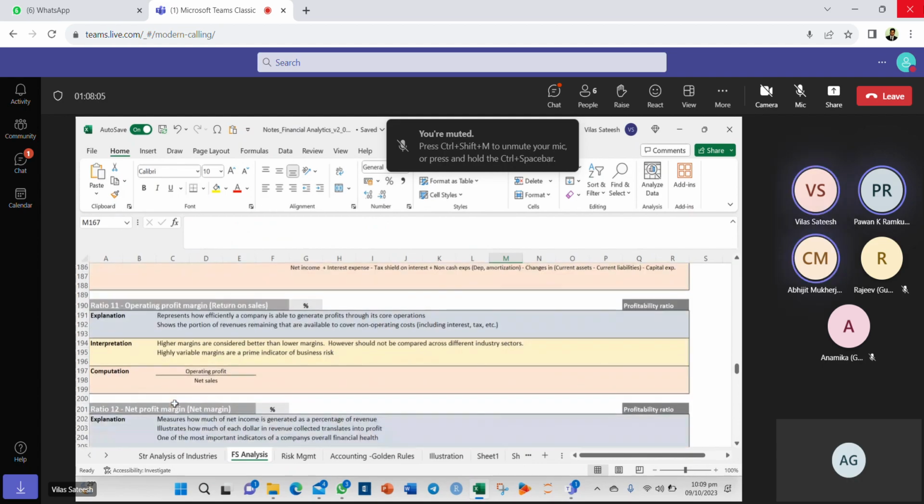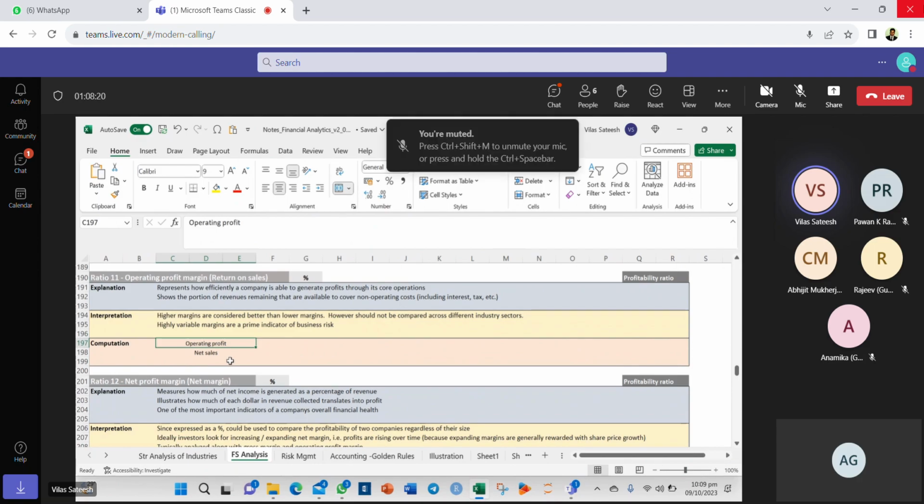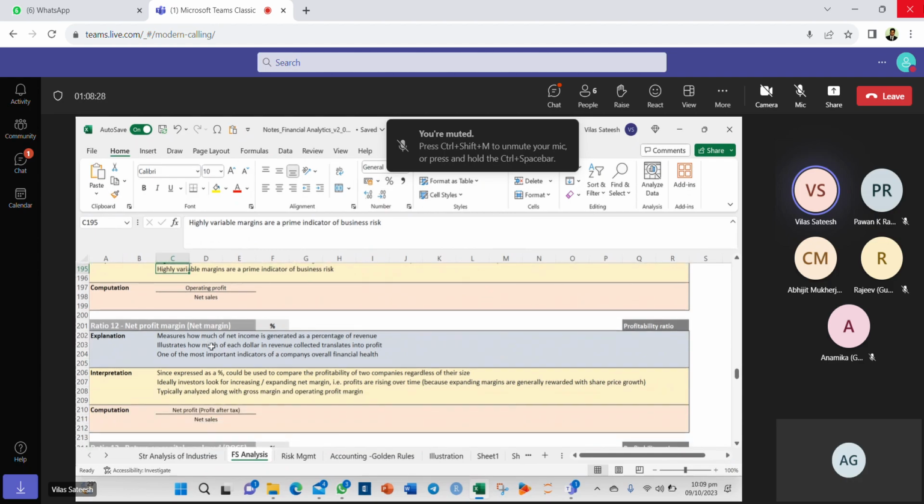Okay. Anyway, let's proceed. The next few ones are very easy. Operating profit margin. Operating profit, we talked about it, right? Earnings before interest and tax, which is your profit from your core operations. Again, here, higher margins are always better. And then you have net profit margin.